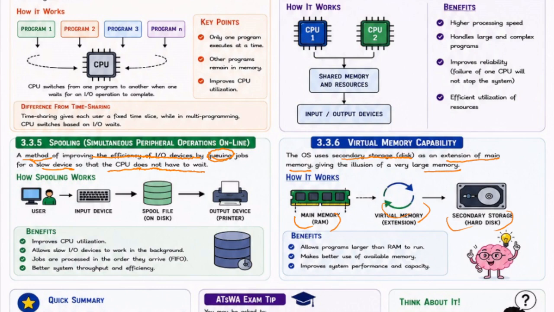Do you understand it now? So it allows programs larger than RAM to run, makes better use of available memory, and improves system performance and capability. So that is how virtual memory works. And these are the phenomena that are associated with operating system, or system software. Okay. So that is how all of this works.